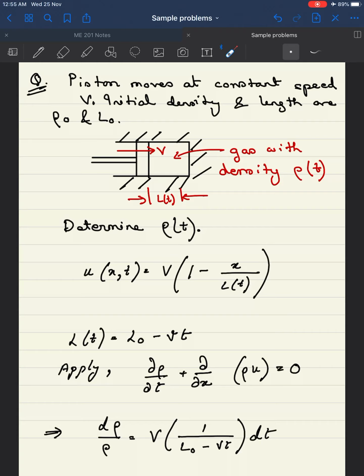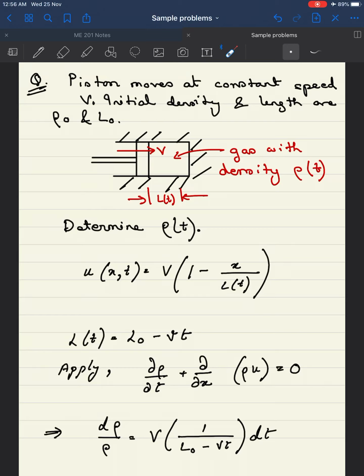So in this question, which I had given in one of the lectures, I had said that the piston moves at a constant speed v, and the initial density and the length are rho naught and L naught, and the gas has a density rho(t). So this gas density is changing with time, because this length is also changing with time. So this piston is moving inwards with a velocity v. So the question was to determine rho(t).